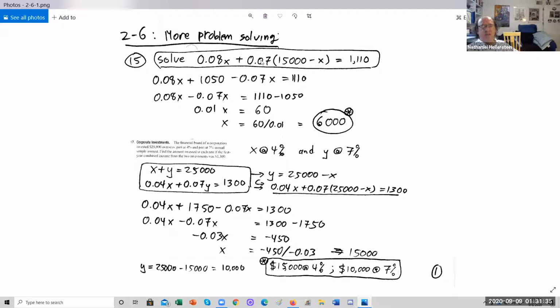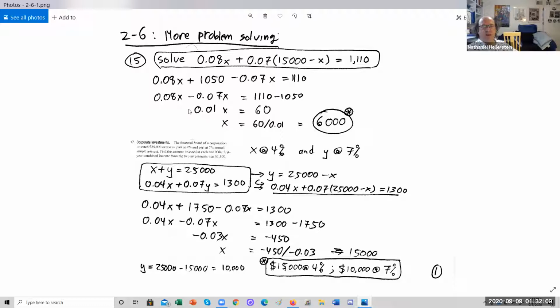Well, okay, first thing we do is distribute the 7% over these two terms. You get 0.08x plus 1,050 minus 0.07x equals 1,110. The next step is to transpose the 1,050 by subtracting it from both sides. And you get on the left 0.08x minus 0.07x, and on the right 1,110 minus 1,050. So combining like terms, on the left you get 0.01x, on the right you get 60.